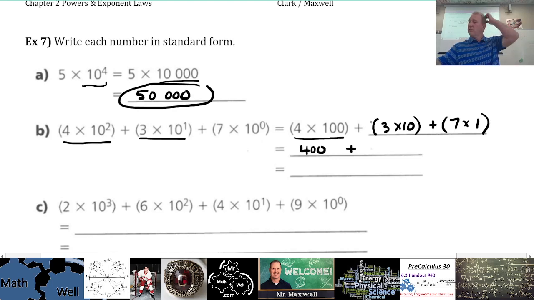So when we get to this point, this 4 times 100 is 400 plus, and again, we're doing brackets first, right? So we'll do inside our brackets first, and then we'll do our addition later. This is 30, and this is 7. So in this expanded form, what's the number that we are looking for here? 437. Awesome. So the 4 goes in the hundreds spot because there's 400 involved here. The 3 goes in the tens spot because there's 3 tens involved here. And the 7 goes in the ones spot for this standard number.